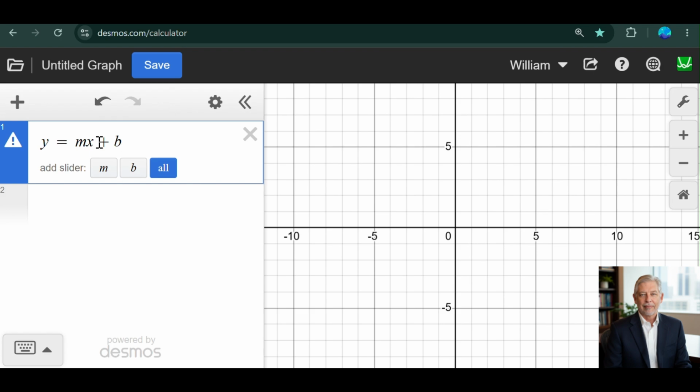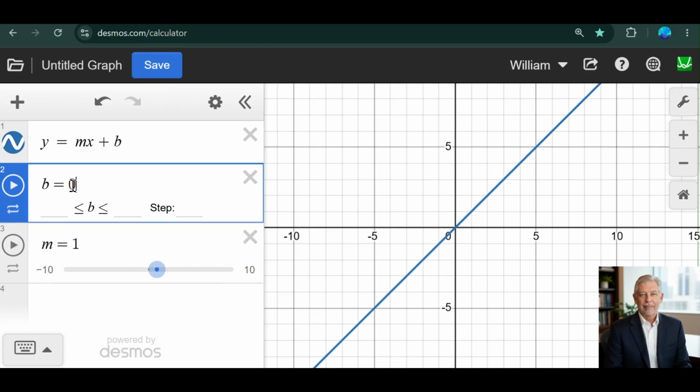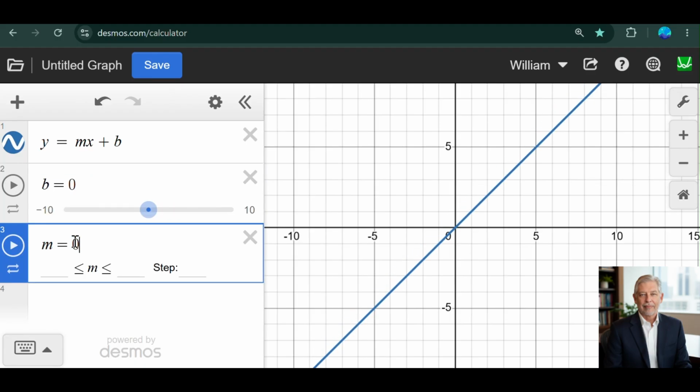Now when we look at this, the m in front of the x is your slope and the b is your y-intercept. What do we mean by that? Well, let's start off with a y-intercept of 0, b of 0, and a slope of 0. You notice that if the m in front of the x is 0 and the b is 0, you have a horizontal line, and it goes right across the x-axis. This is 0 slope.